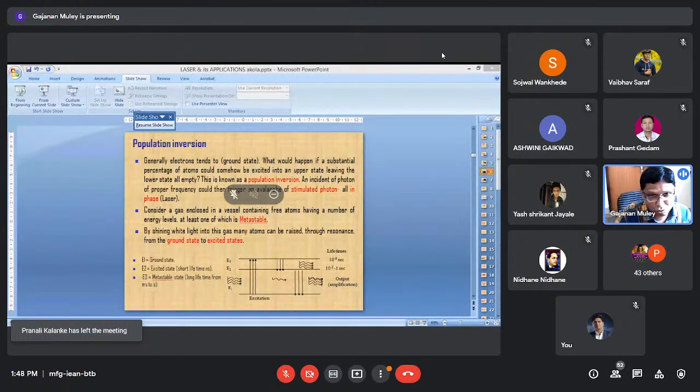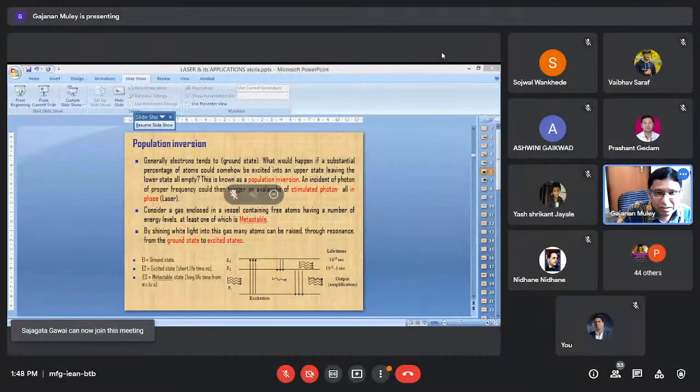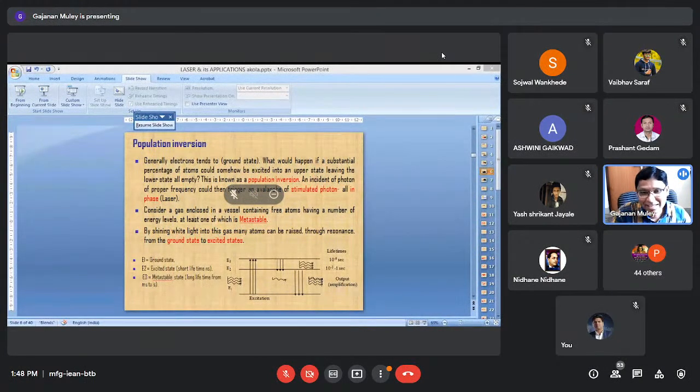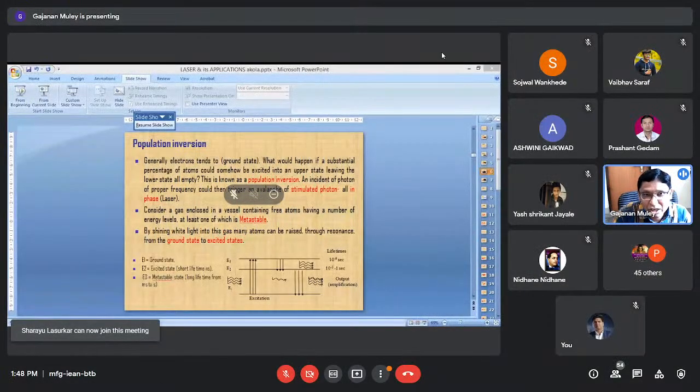If your excitation is strong, many electrons will be excited from state E1 to E3, and then these electrons come from E3 to energy level E2, and you will see an accumulation of electrons in energy state E2. The situation will reach where the concentration of electrons in state E2 is greater than the number of electrons in state E1, and we say it is a population inversion.